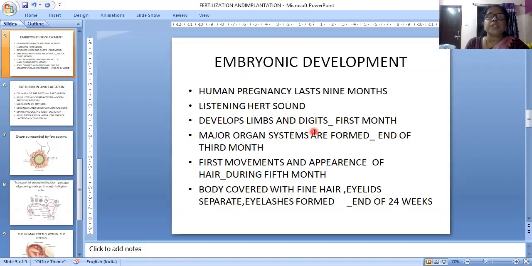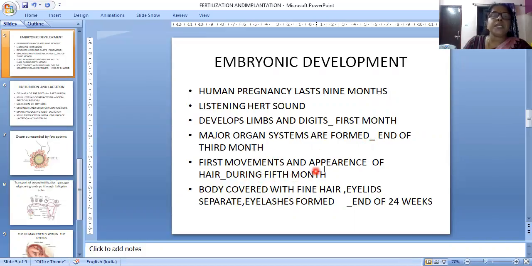Major organ systems are formed at the end of the 3rd month. That is the completion of the first trimester. These 9 months are divided into 3 trimesters only. Trimester means a period of 3 months together. So the gestation period, or pregnancy period, is divided into 3 trimesters, and major organ systems are formed by the end of the 3rd month.